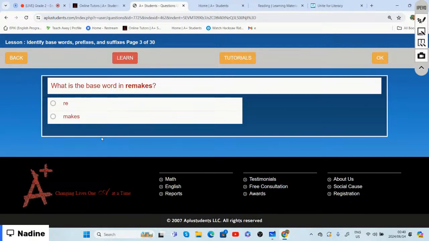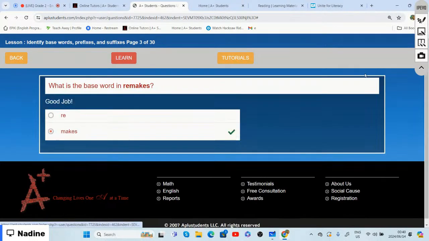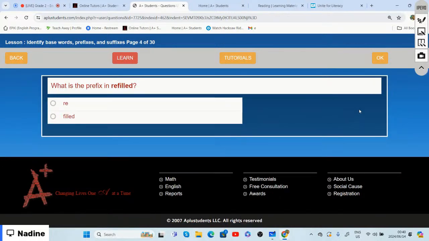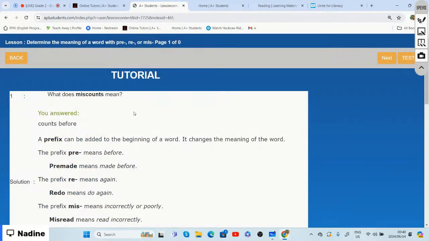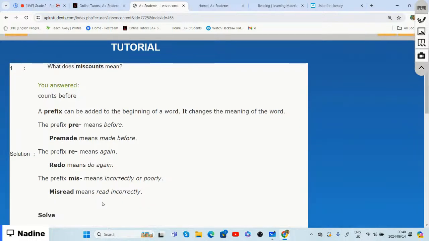All right, then if we were to choose our base word, then yes, we would say mix is our base word because re is a word that we add in front of our base word, right? So well done. Now we're going to determine the meaning of the word, which is pre, re, or miss, right? Pre, re, or miss.